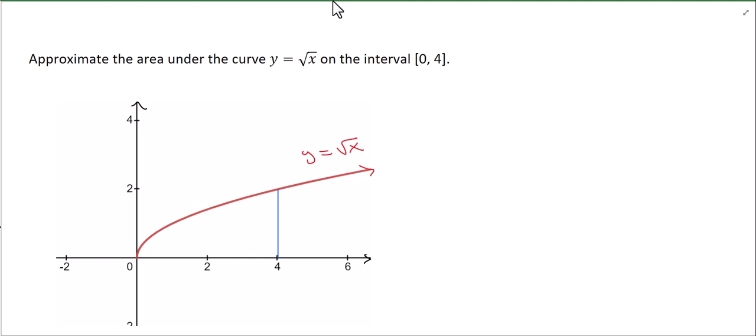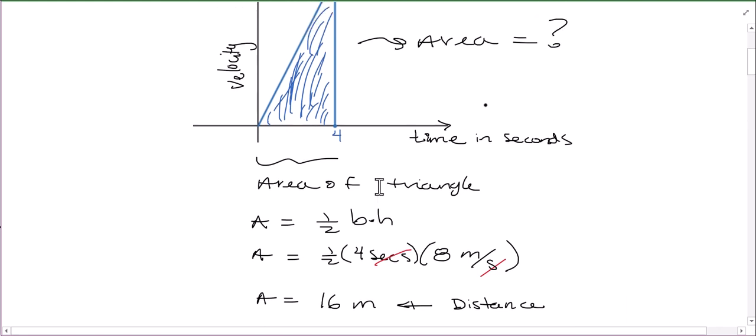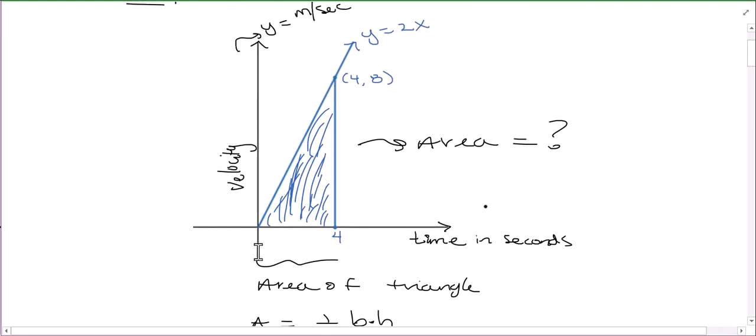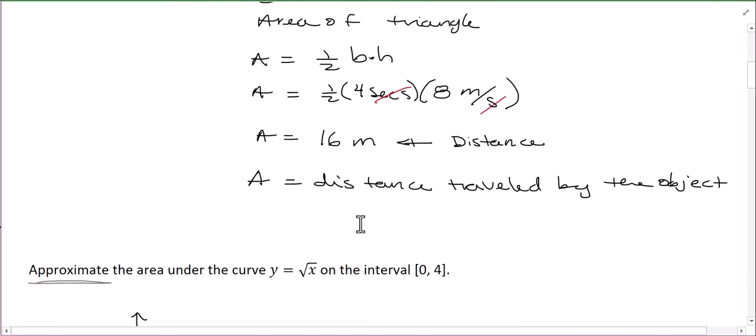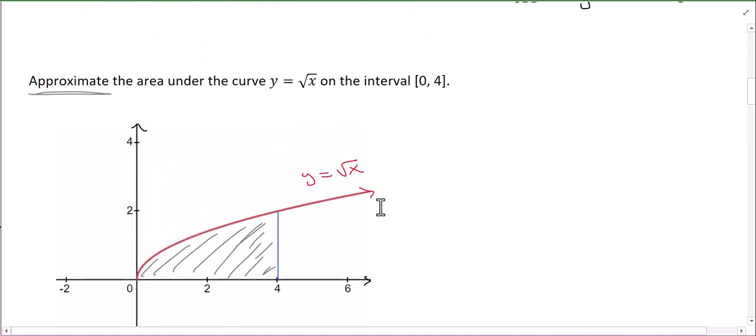Then we want to approximate the area under the curve on the interval 0, 4. So that means we want to be able to approximate this area. And so notice that this is different than having a nice triangle. I know the area of a triangle is 1/2 base times height. Here, I don't have that luxury. I don't have a shape for this, right?